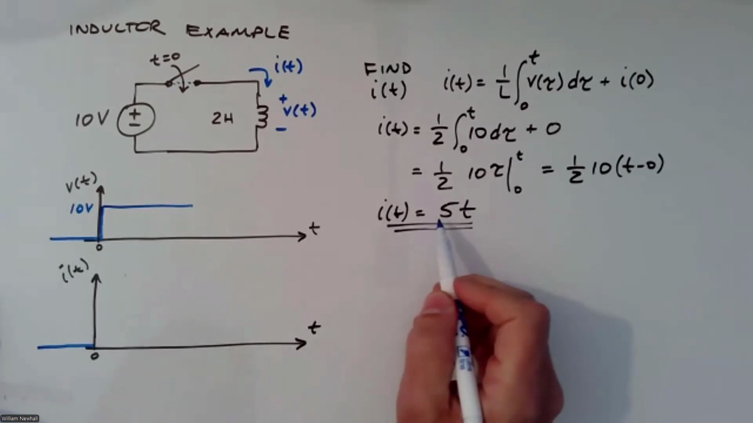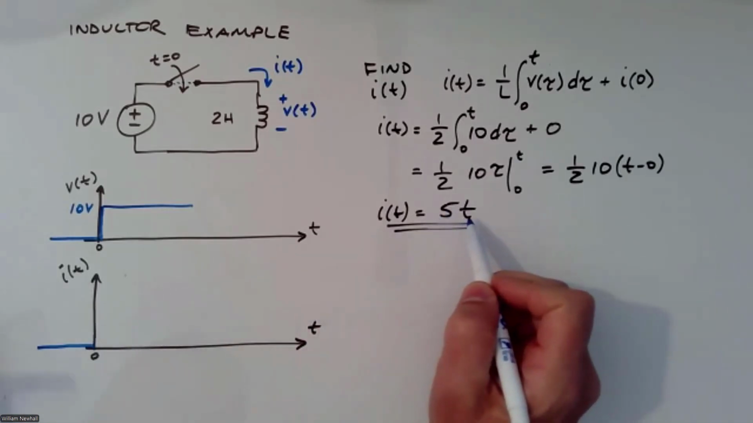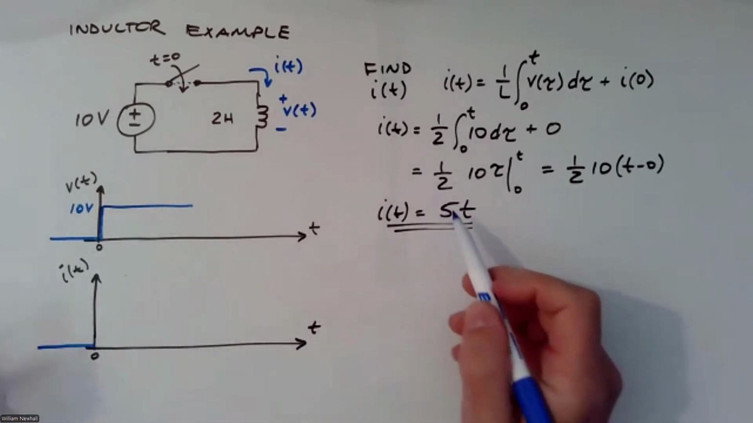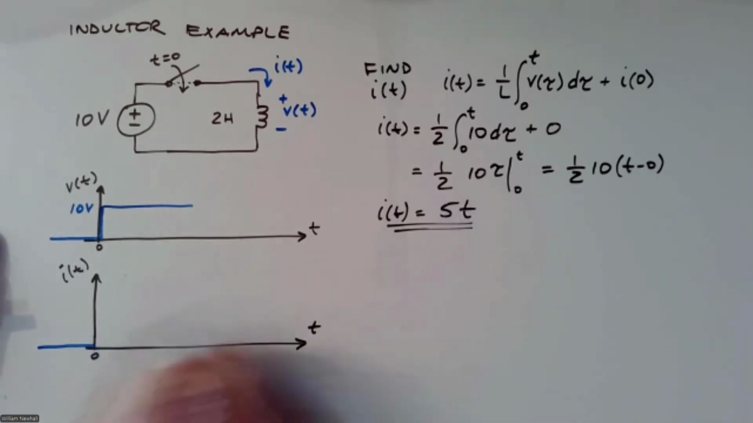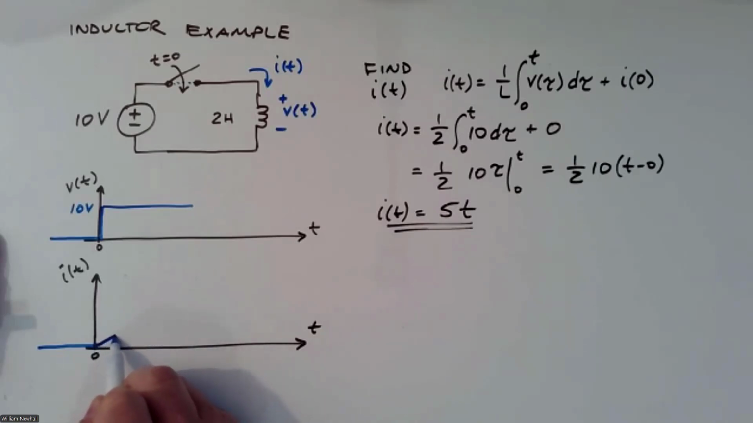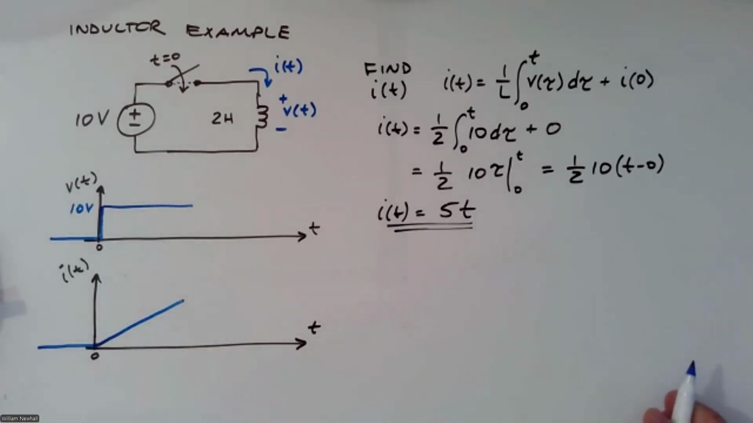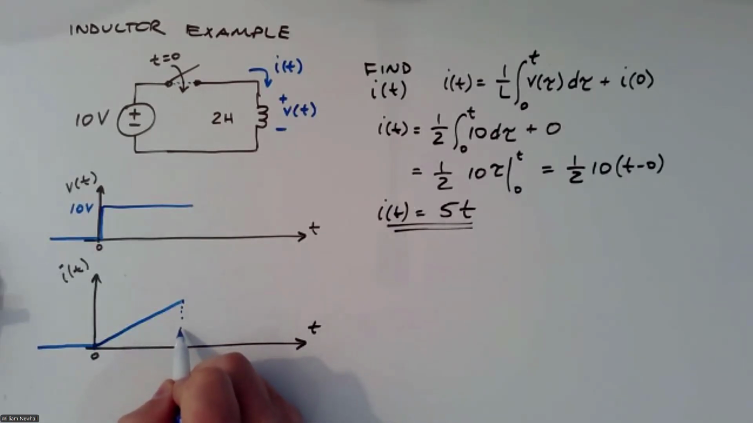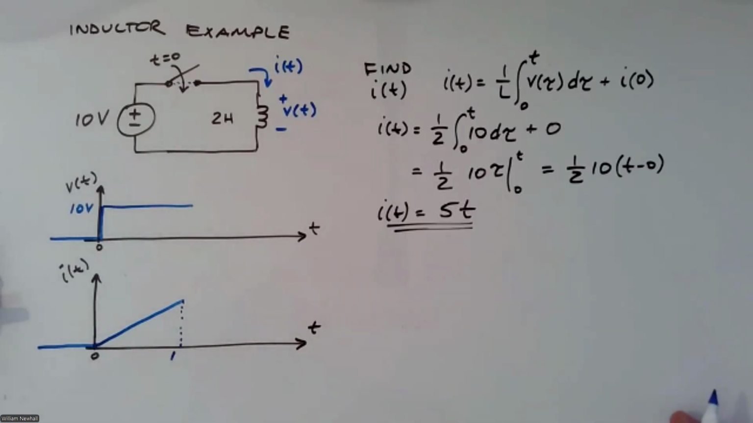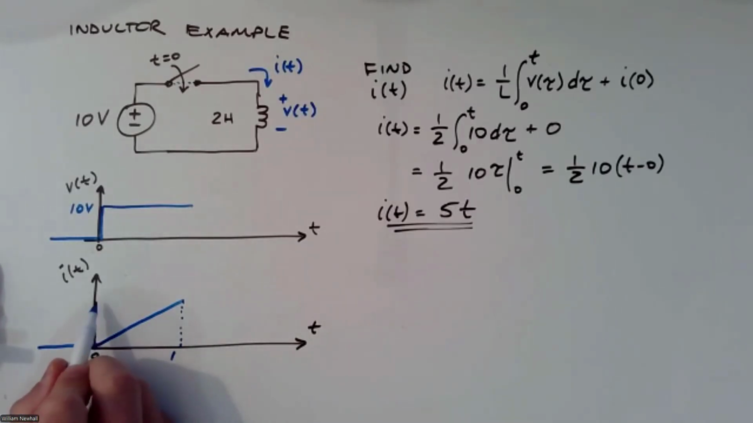Right at t equals 0, you get this ramp of current, this linear ramp with slope 5. So I start at 0. At t equals 0, I get 0, and then I get this linear ramp going up. And in fact, if you look at this at 1 second, I have 5 amps.